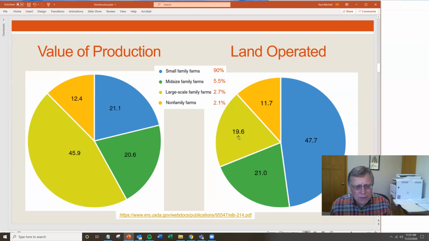The last category is where you really see the productivity here. These are those large-scale family farms. These are operations with more than $1 million in revenue. They use not quite 20% of the land to produce almost half of the output, 46% of the output. So 20% of the land produces 46% of the output. And that's those large-scale family farms, 2.7%.